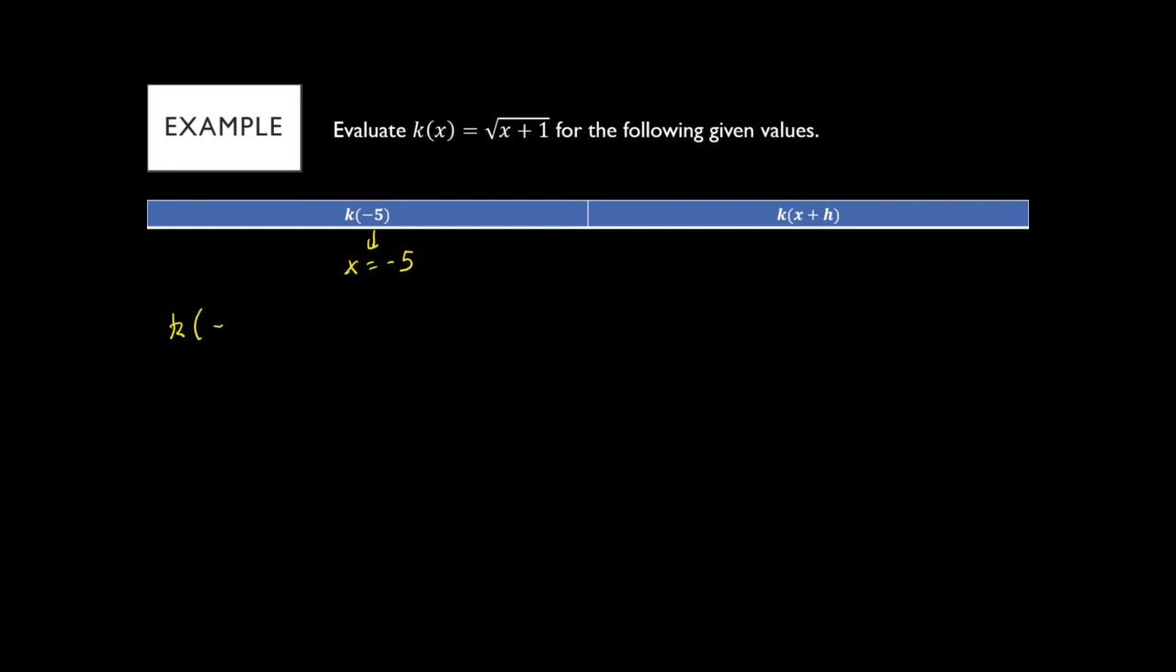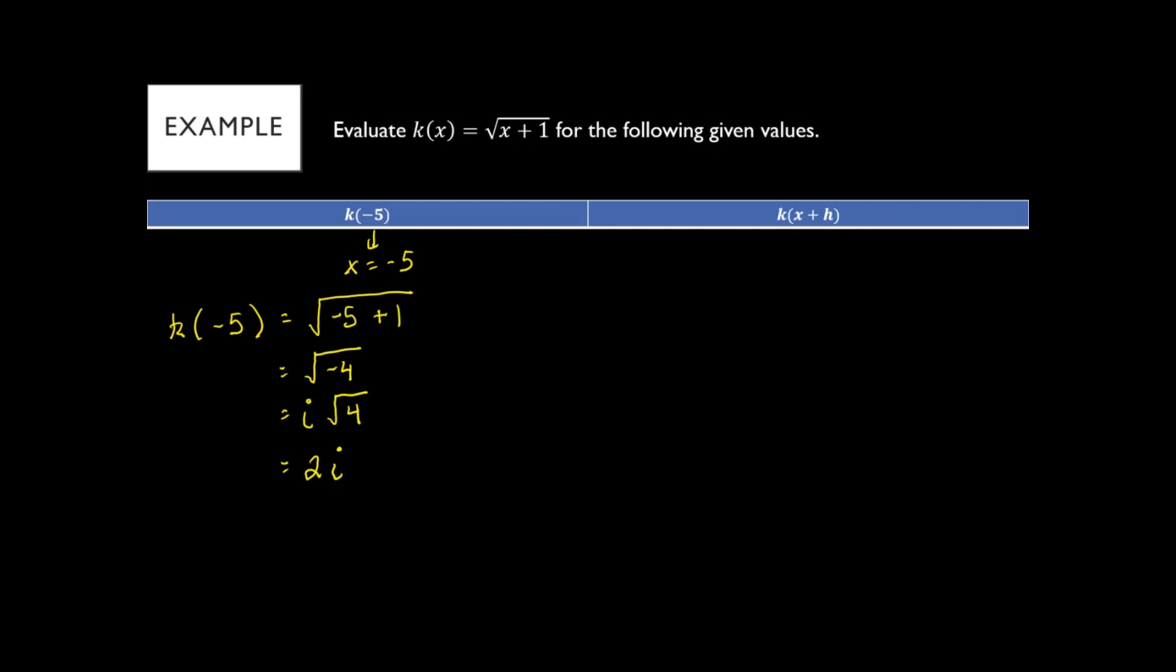So instead of K of X, it's going to be K of -5. Then I've got my square root, and then I have my X, which is -5 plus 1. So now we want to simplify on the right side. We're following the order of operations. So I need to add those values inside the square root. So -5 plus 1 is -4. We're going to get an imaginary number here because we have a negative inside the square root. So the negative gives us an I outside the square root, and then we have the square root of 4, which is 2. So we're going to write this as 2I.